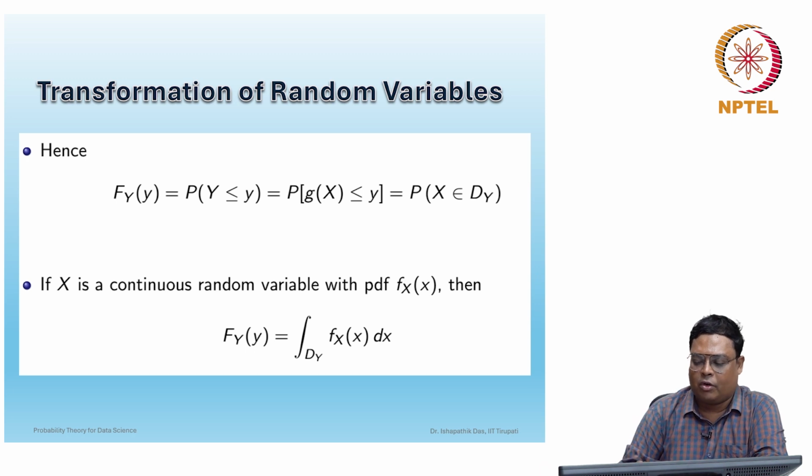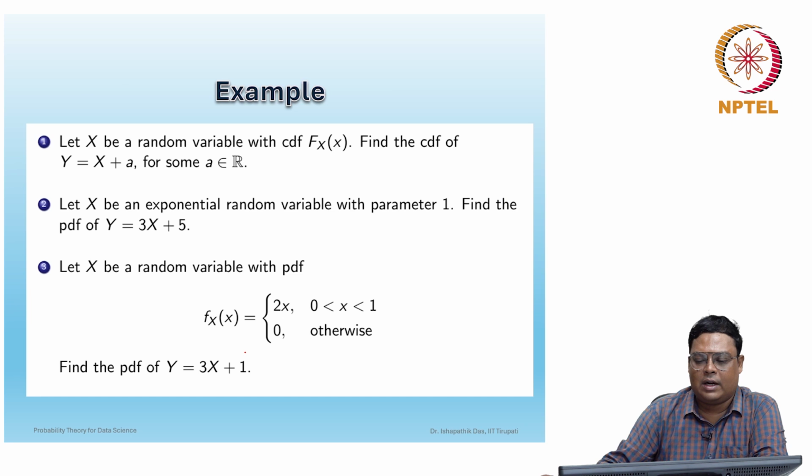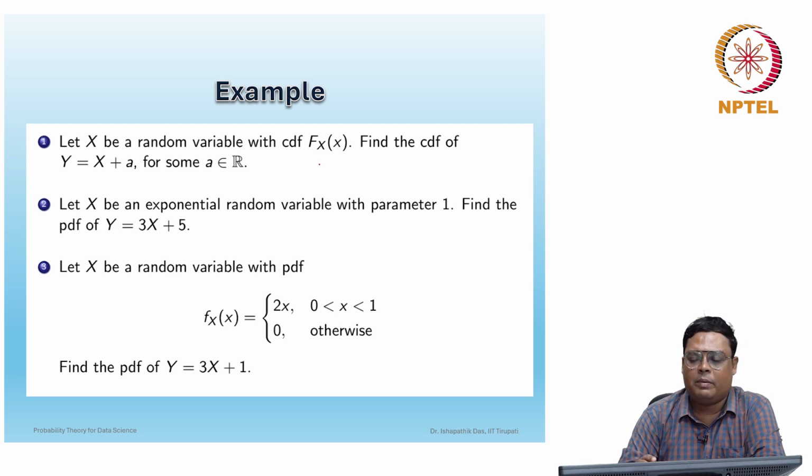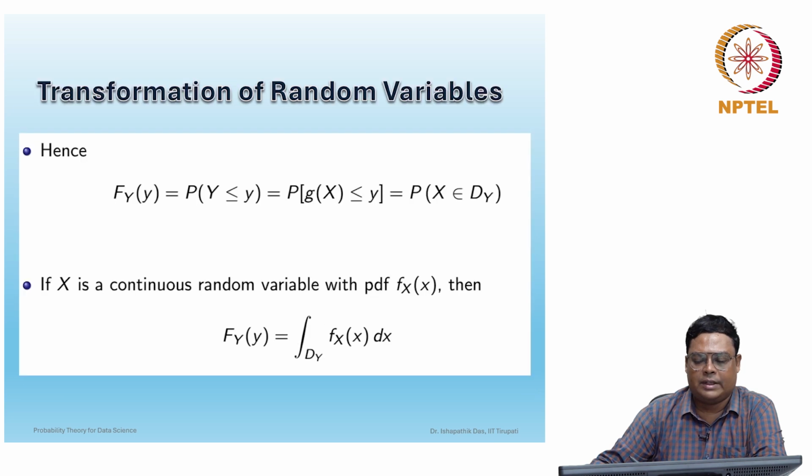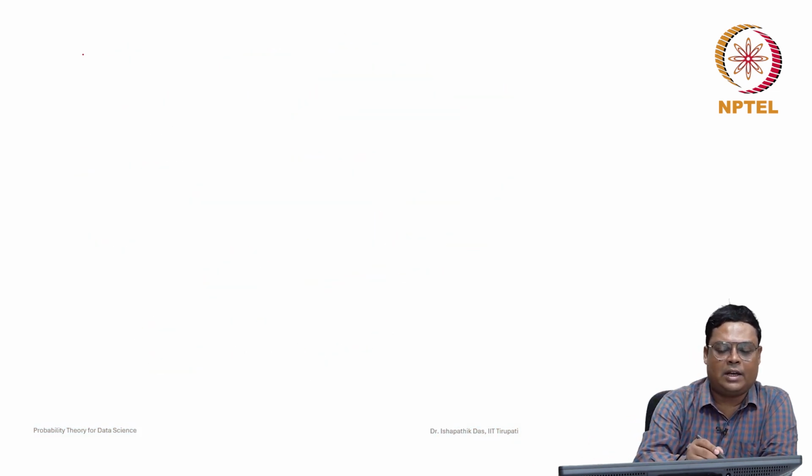For example, for continuous cases we need to do this kind of integration. So how will we do that? Let us discuss some examples. For the general case, let X be a random variable with cumulative distribution function F(x). Find the cumulative distribution function of Y equal to X plus a, for some a belonging to the real numbers. It is just as we discussed before, but it is a more general case, not just the head-tail example.